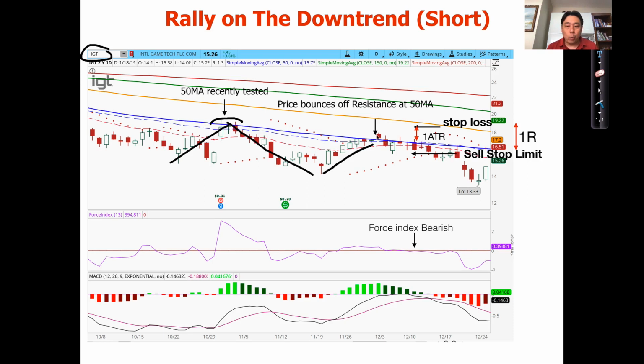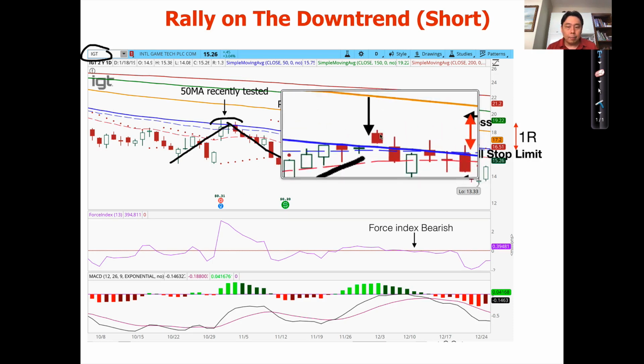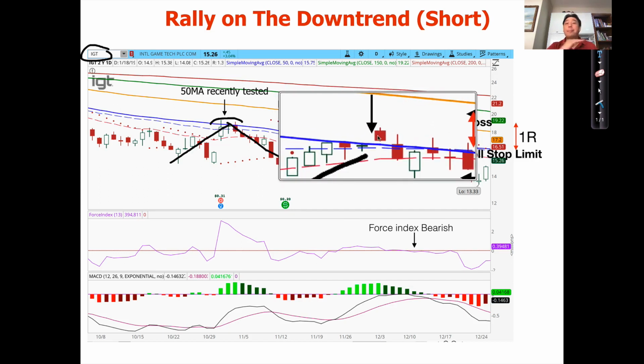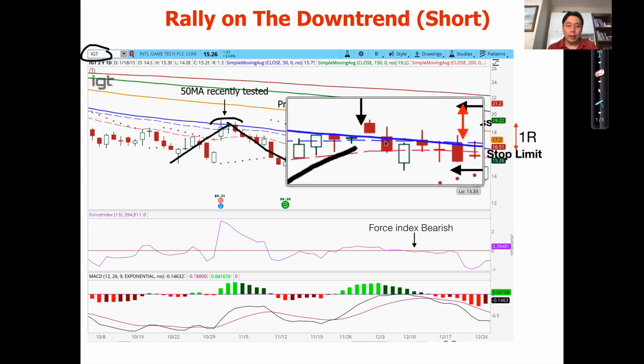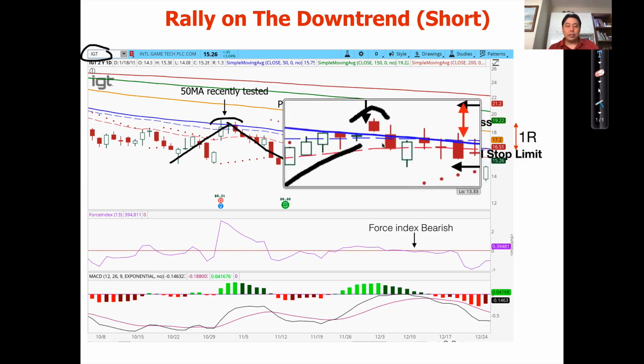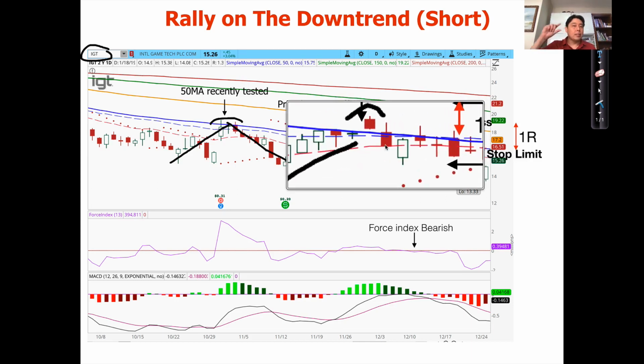Now, question is, when would there be a valid entry? Could we enter after this bearish candle? No, it's still not safe because it's above the 50. You want to make sure it closes back below the 50. How about this one? Can we enter over here? Now, again, notice this is a pivot point. So this is the first bearish candle that appears after the pivot point. Can we take that trade?